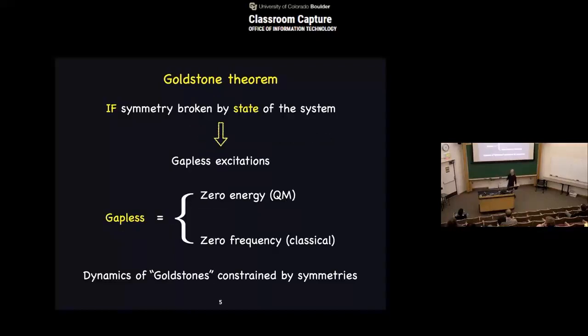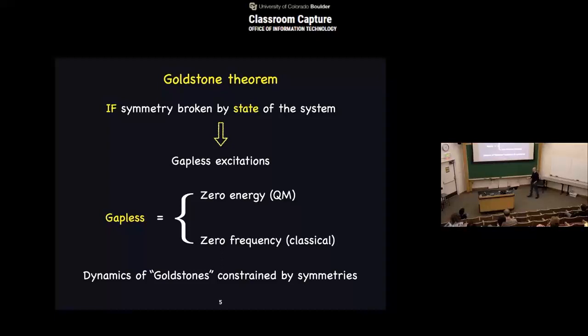The Goldstone theorem is also important for what I will talk about. Again, it's a theorem in quantum field theory, but in practice, one can extend it to a number of different situations, in particular classical mechanics, if one wants to, and I will show you an example later. The theorem says that if a continuous symmetry is broken by the state of the system, so the dynamics are invariant, but the system chooses a state that breaks the symmetry.